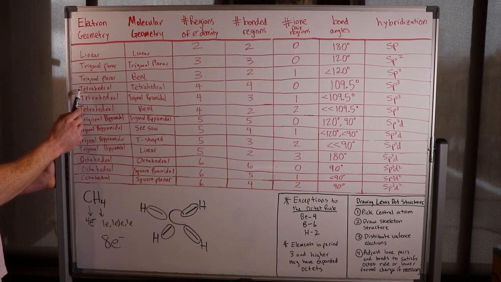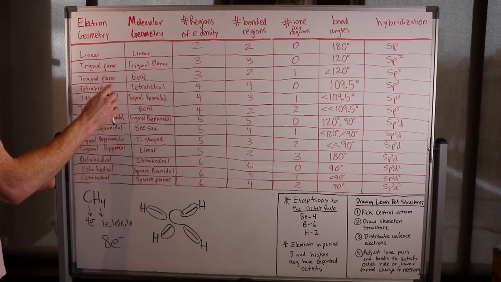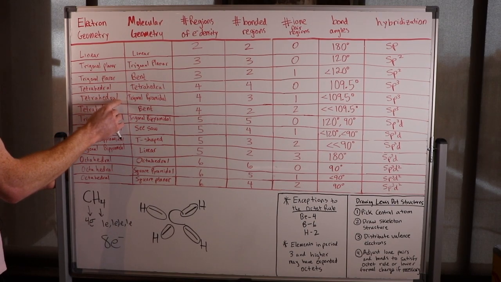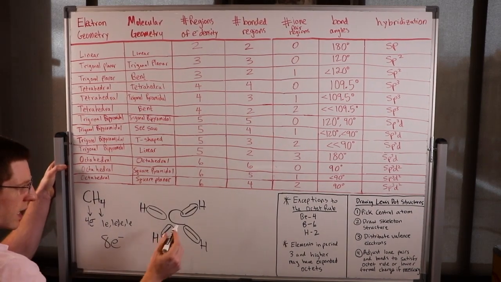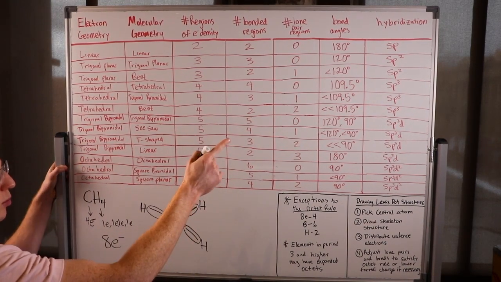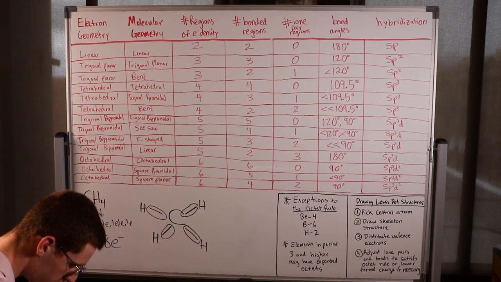So the electron geometry is tetrahedral, and its shape, or its molecular geometry, is also tetrahedral. Notice how these are sometimes the same, but there are other examples where they're not, and we'll get to that. So that means the angles between the bonds are 109.5 degrees, and the hybridization on the carbon is sp3.